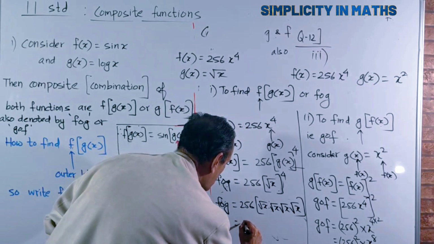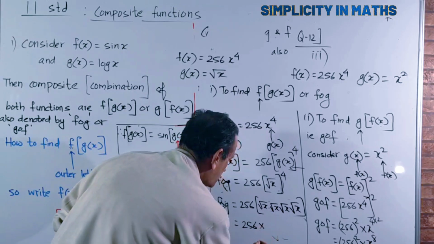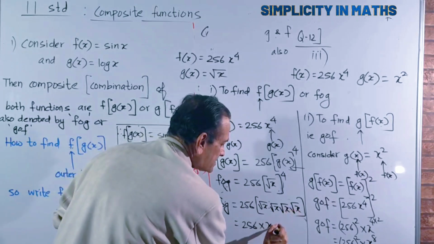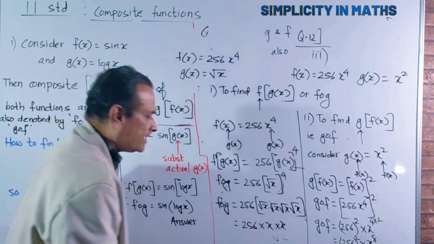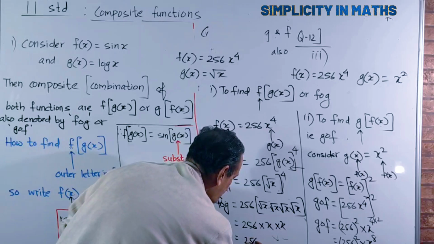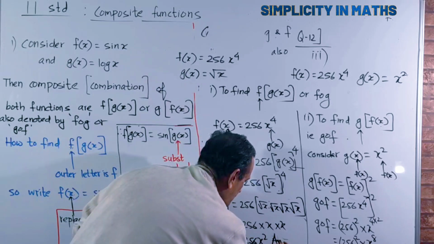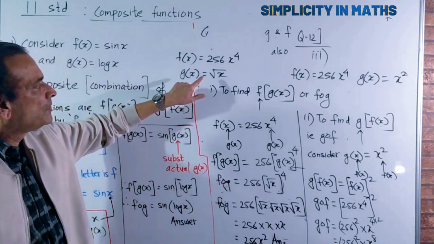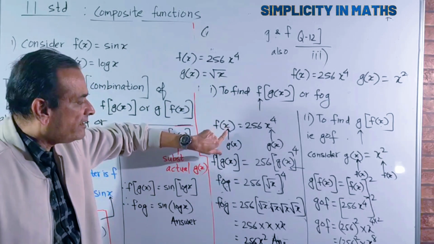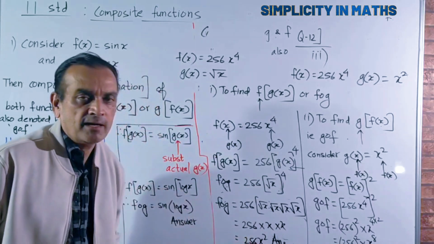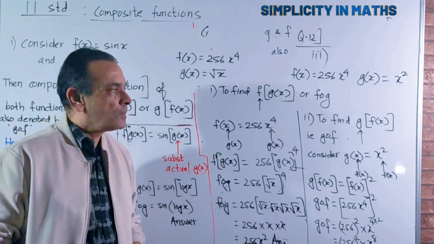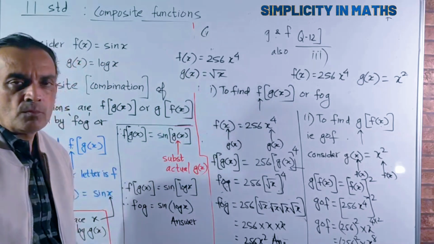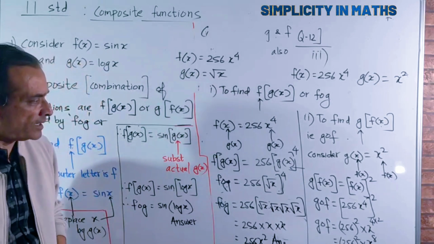So your final answer, root x into root x is x. Root x into root x और एक x है. So finally क्या मिल गया? 256 x squared is our answer. If gx was root x, fog will be 256 x squared. Now for the same problem, you can try what you get for GOF. Try it on your own for homework.